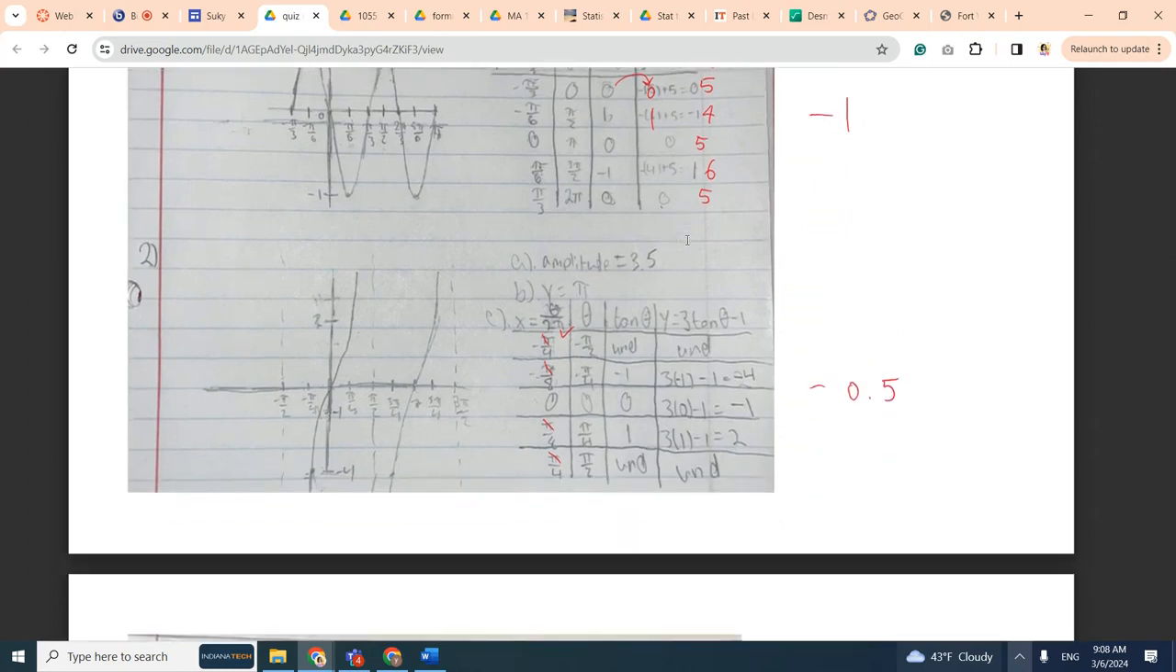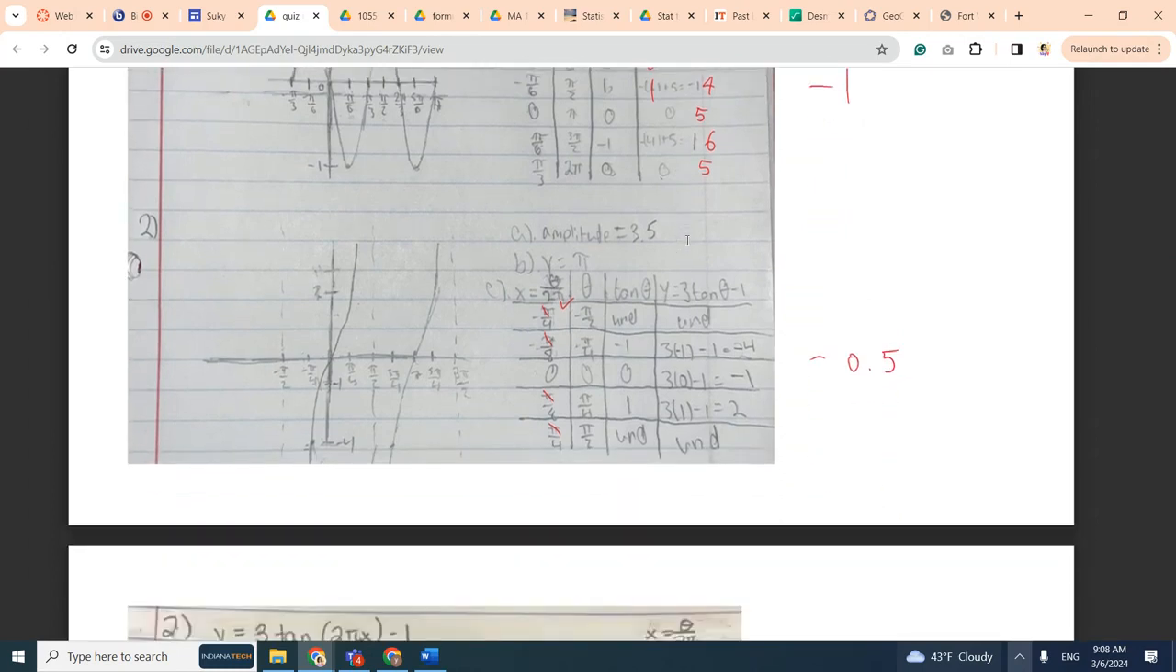Okay. And here, the formula is correct. And then, so the pi and the pi cancel. So you only get negative 1/4. And then negative 1/8 and 1/8 and 1/4.